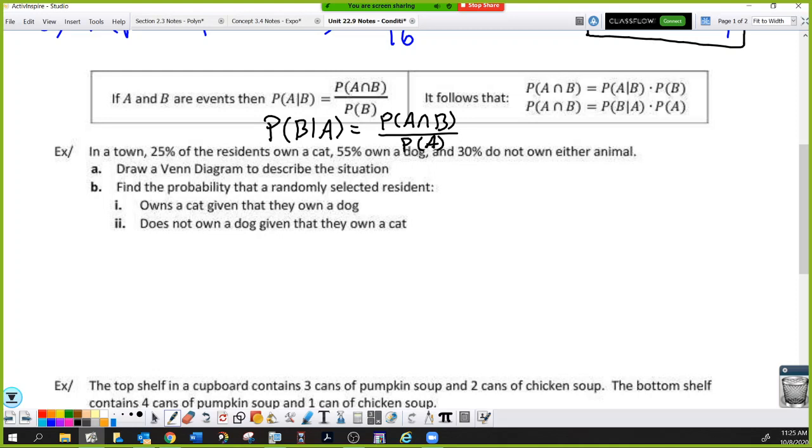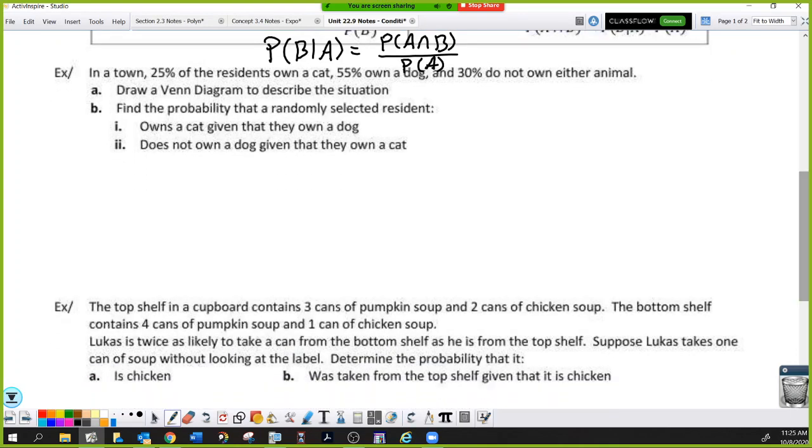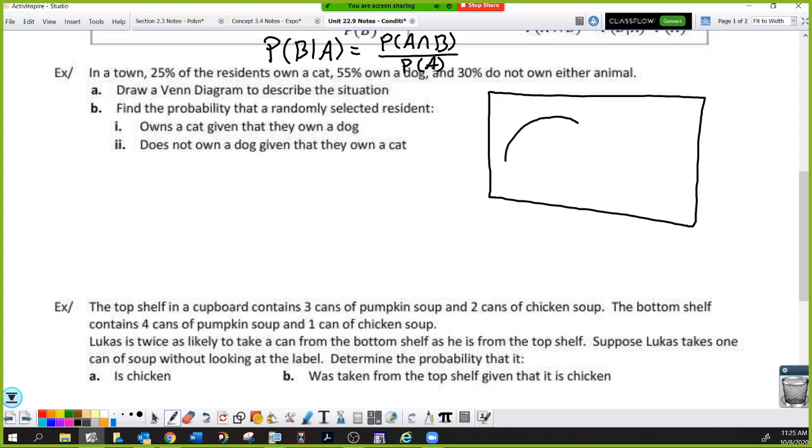In a town, 25% of the residents own a cat, 55% own a dog, 30% do not own either. Draw a Venn diagram. Start there. Part A is draw a Venn diagram. So we have dogs and cats. And I don't use percents, I'll use decimals. Dogs, cats.